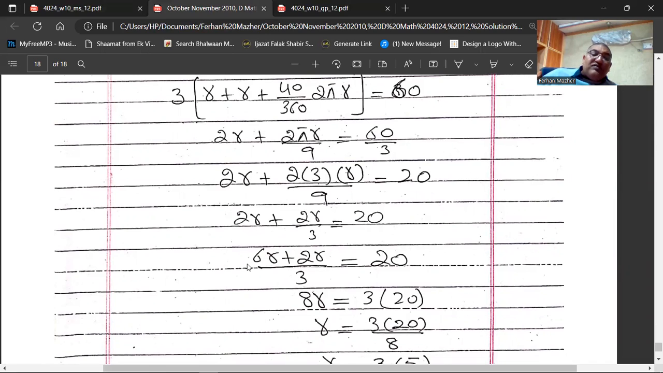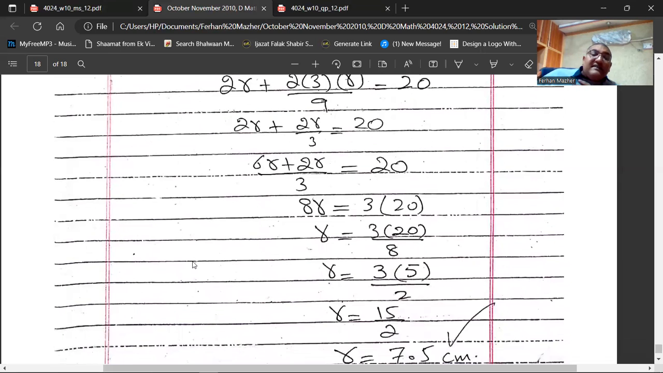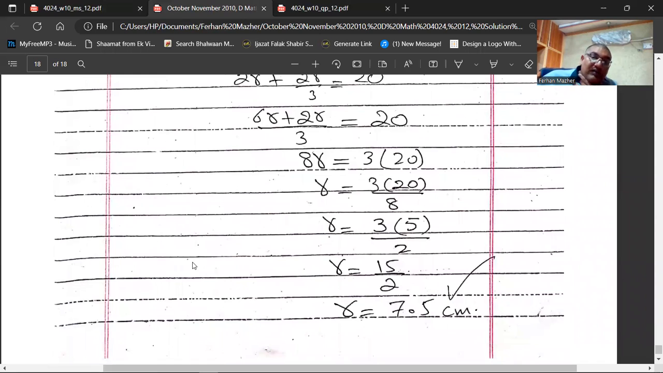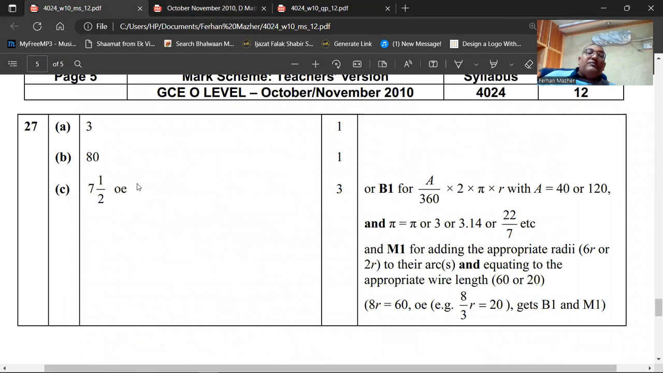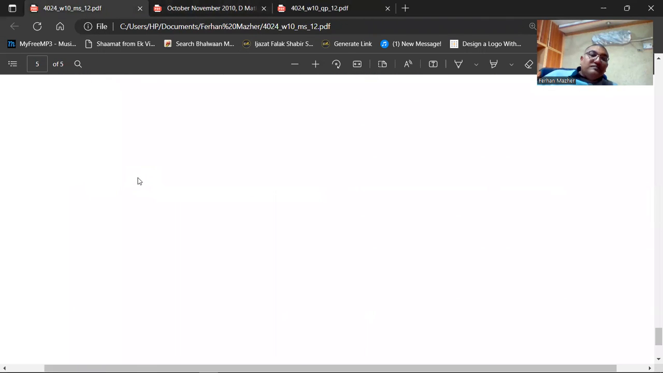I will take the LCM, so it will be 6 radius plus 2 radius divided by 3 equals 20. So 8 radius equals 3 multiplied by 20, and that will be 60. So radius will be 3 into 20 divided by 8. So 4 fives are 20 and 4 twos are 8. So it will become 3 into 5, 15, 15 divided by 2, and that will be 7.5 centimeters. So the radius of this shape is 7.5 centimeters. So our answer is right.